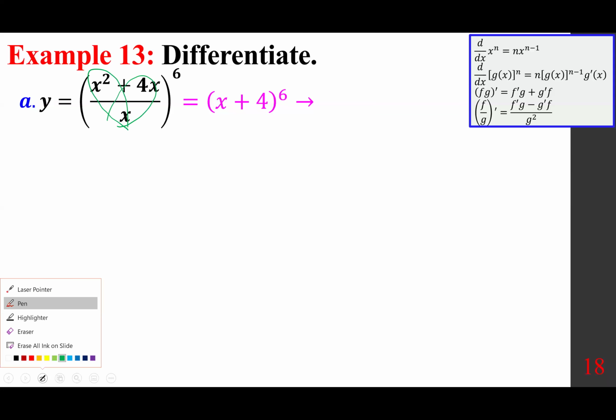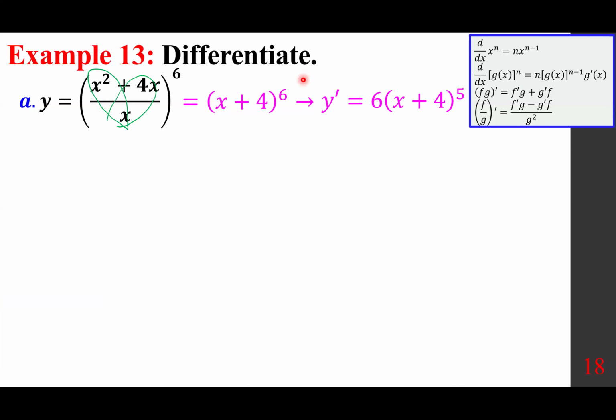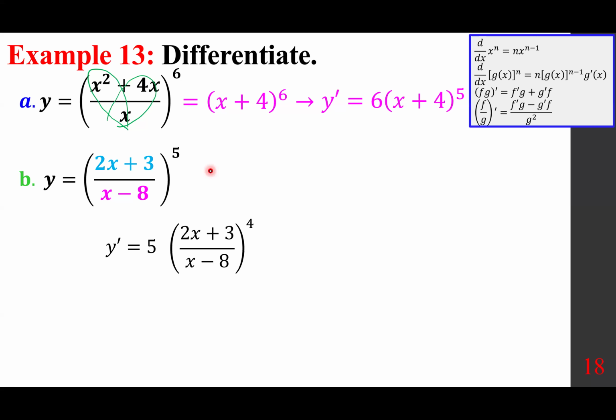And now differentiate. Y prime is simply 6 times x plus 4 to the power of 5 times the derivative of the inside, which is 1. So I'm not going to bother with that. Now this obviously uses the extended power rule. First we have 5, then we have the same thing to the power of 4. And now we're going to differentiate this.